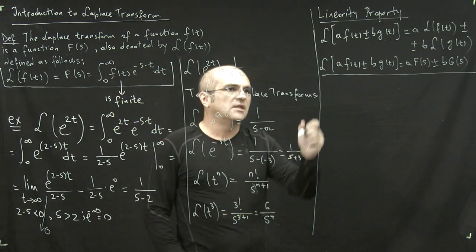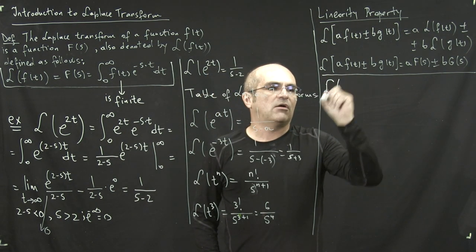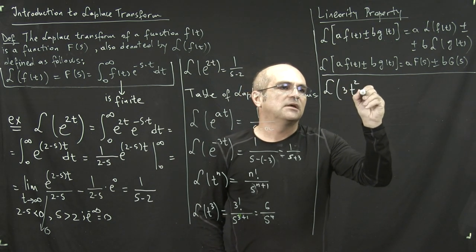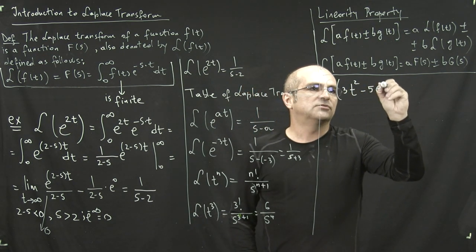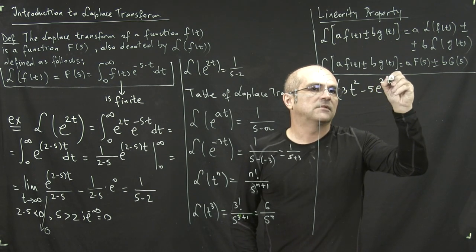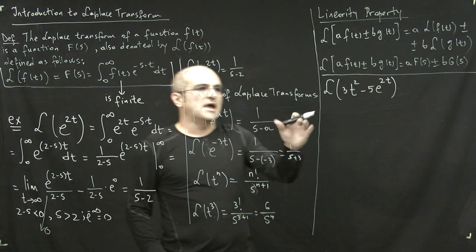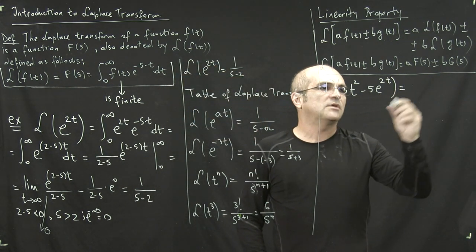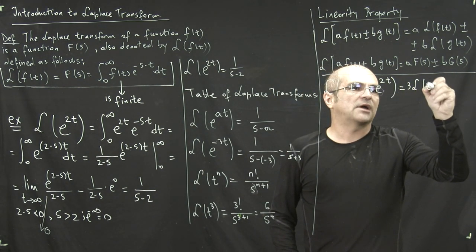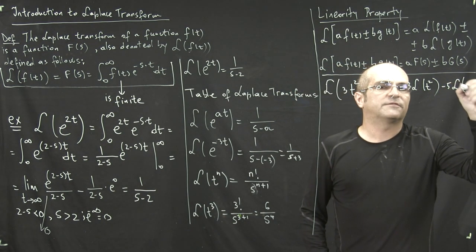For example, what if I have to compute L of 3 t squared minus 5 e to the 2t? There is no entry for this formula, but because of the linearity property, I can break it down into 3 L of t squared, so I can pull out the constants, minus 5 L of e to the 2t.